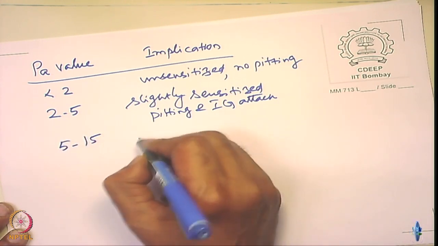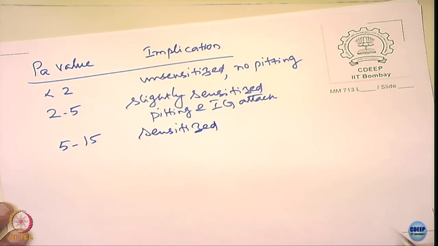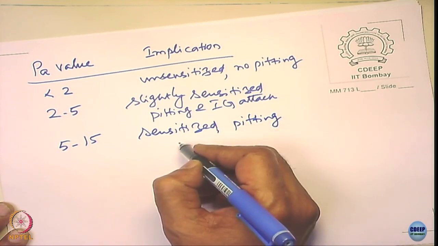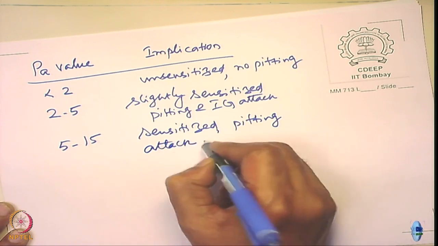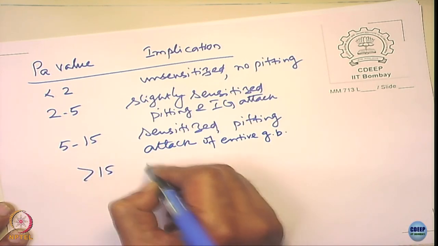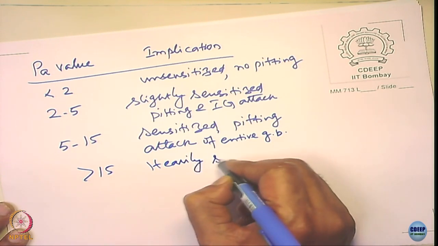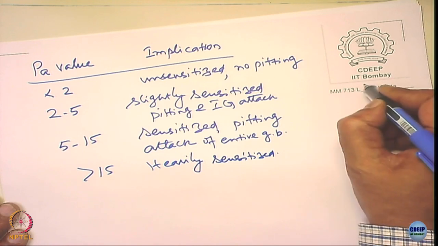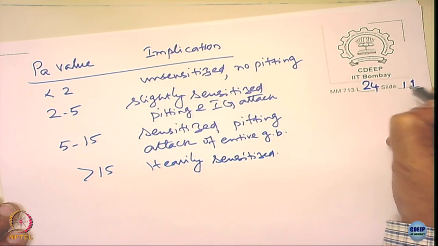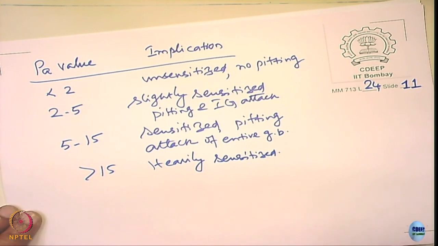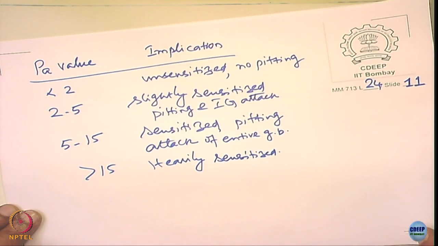5 to 15, sensitized. Pitting, attack of entire grain boundaries. Greater than 15, heavily sensitized. So these are in fact routinely used in the nuclear industries to qualify the material for applications in boiling water reactors and all these things.